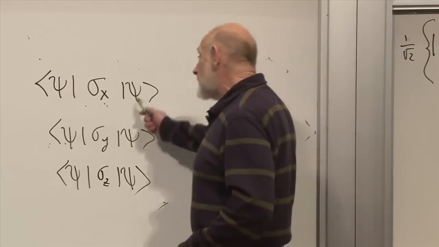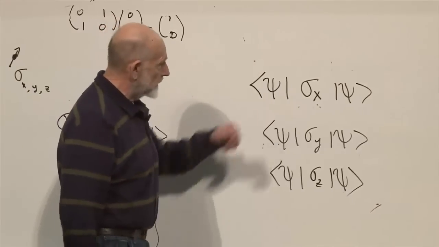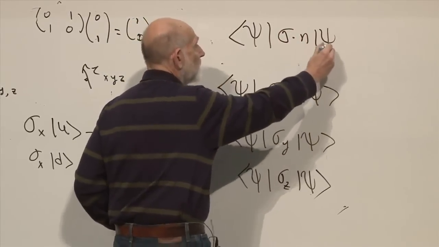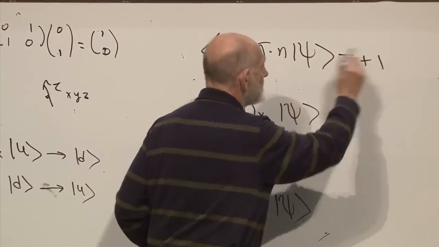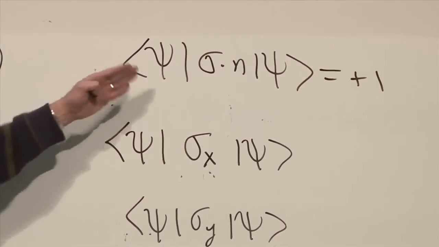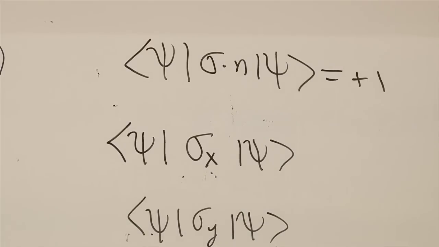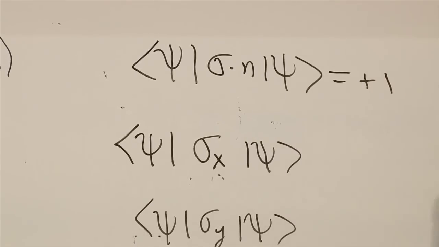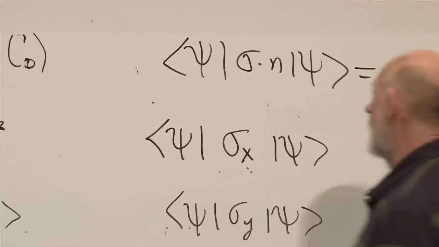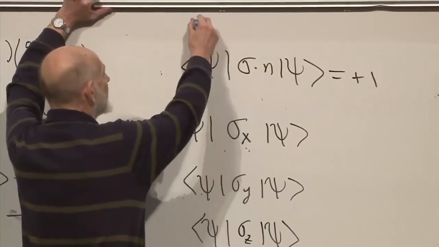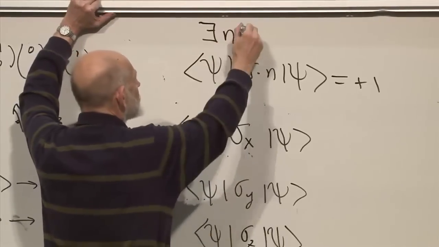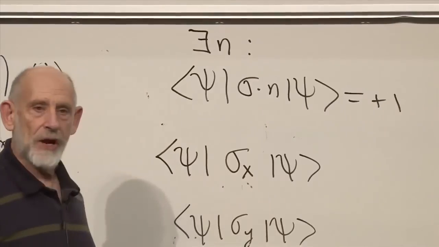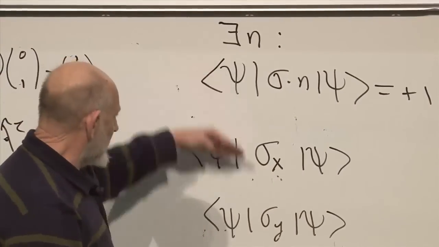So the answer is, given any state, there is always some direction, let's call it sigma dot n, that depends on psi, for which this is not only not zero, but it's equal to plus one. The average of sigma dot n is, of course, if sigma dot n is definite, if it's known and there's no ambiguity about it, then the average is just equal to the value that it's known to be. So there is always some n. For any psi, there exists an n such that this is true. Therefore, it cannot be true that all of these can simultaneously be zero, for a state of a single spin.